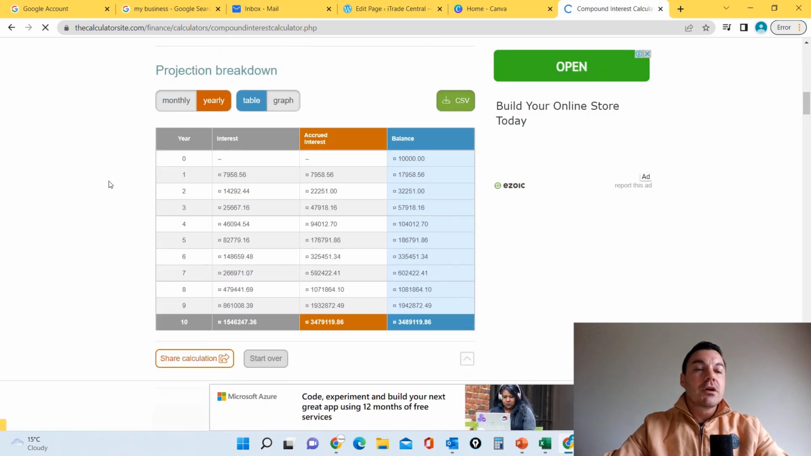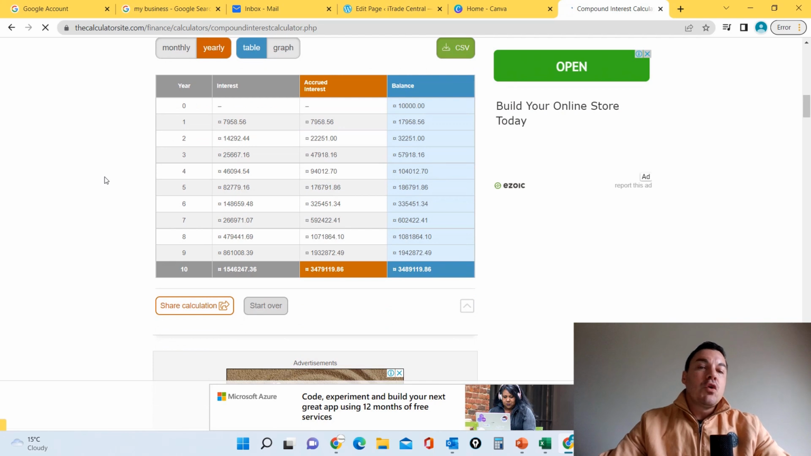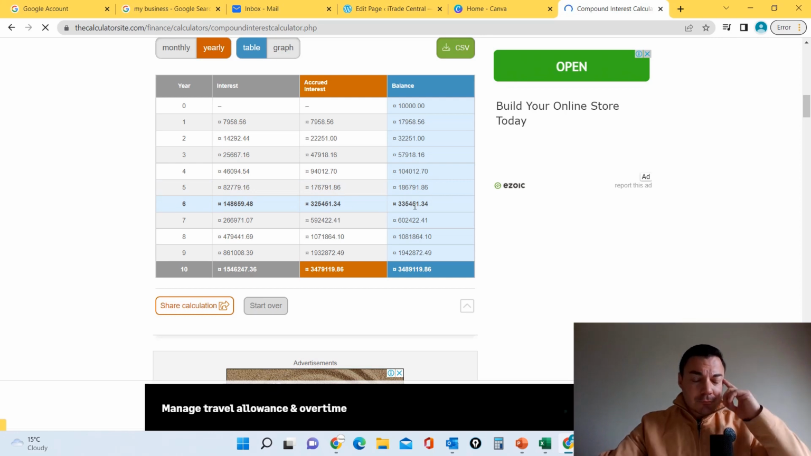Let's have a look at the breakdown, just in case you're wondering how it gets to that. Now remember, we've already looked at year 5, 186,000 Rand. So these are your increments from 10,000 Rand to, let's call it, 18,000 Rand, 32,000 Rand, 58,000 Rand. Here in year 4, we've broken 100,000. Year 5, 186. Year 6, 335.